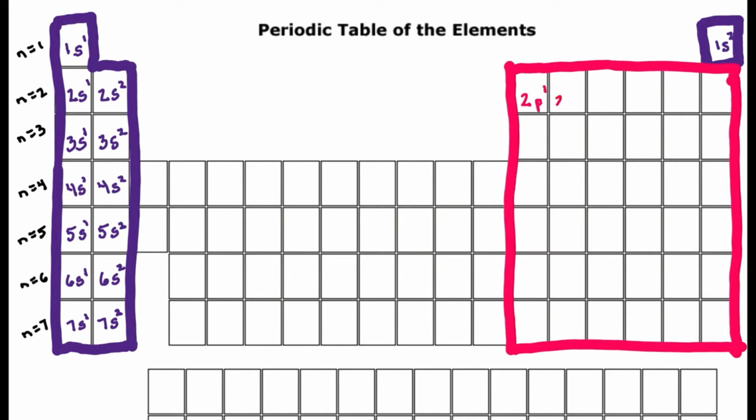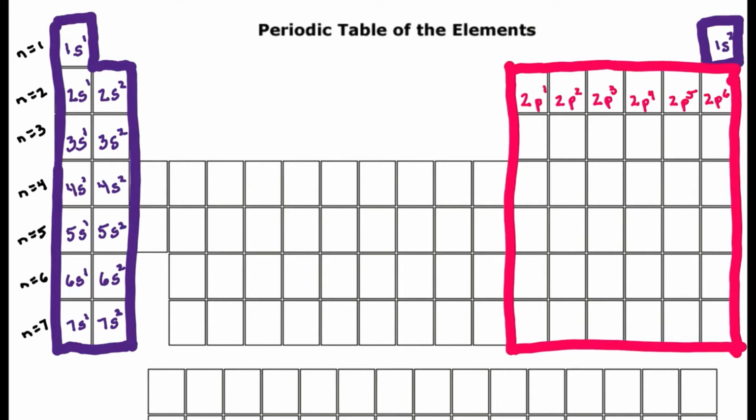Okay, the next one's going to be 2p2, then 2p3, then 2p4, 2p5, and 2p6. Okay, so notice for this S sublevel, you can fit only 2 electrons total. For the P sublevel, you can fit a total of 6.